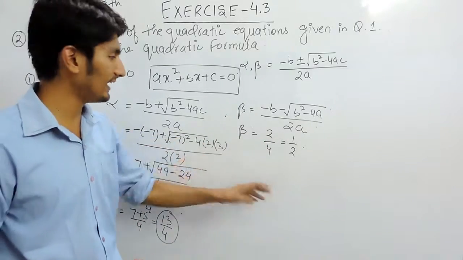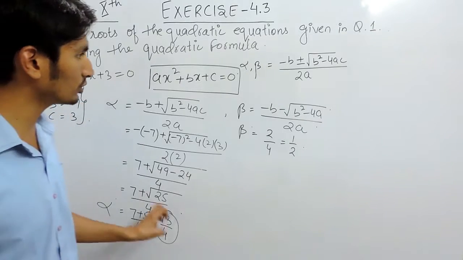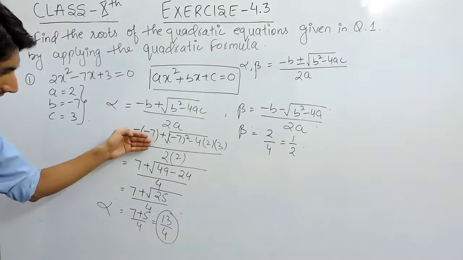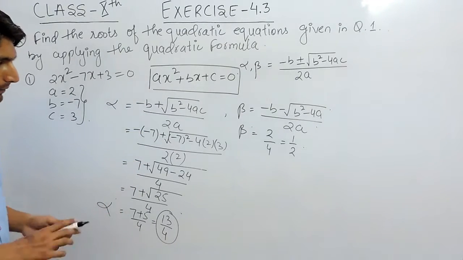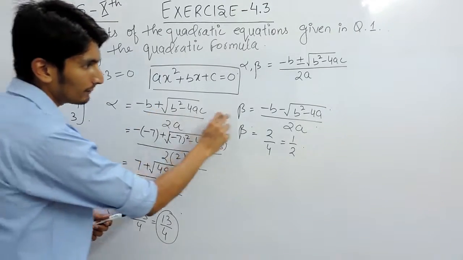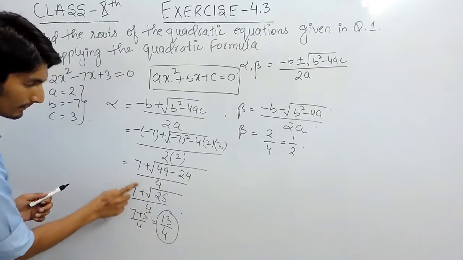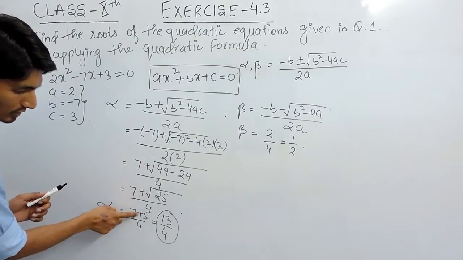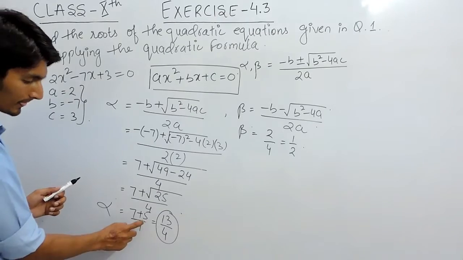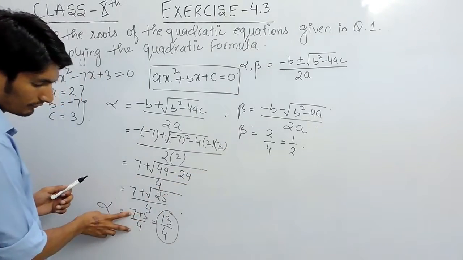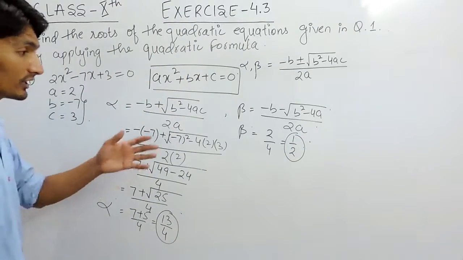I have done this directly, I have skipped 3 steps. If you are not able to understand, what you have to do is substitute the values in this equation and solve it clearly step by step. At last, because here it is a positive sign but here it is a negative sign, the other values should remain as they are, but in place of the positive I am writing negative. So at last, 7 minus 5 is 2, so 2 upon 4, which is 1 upon 2. So this is our second root.